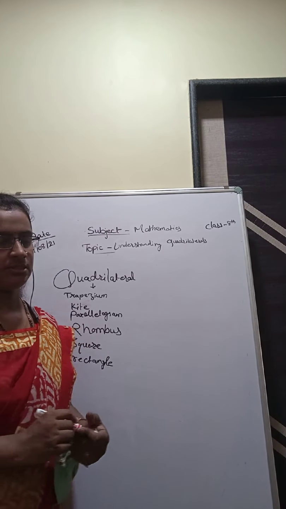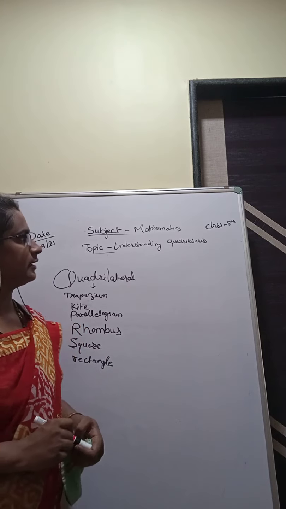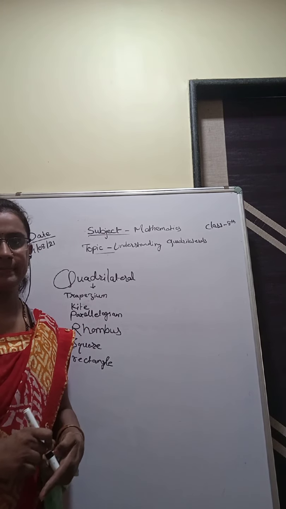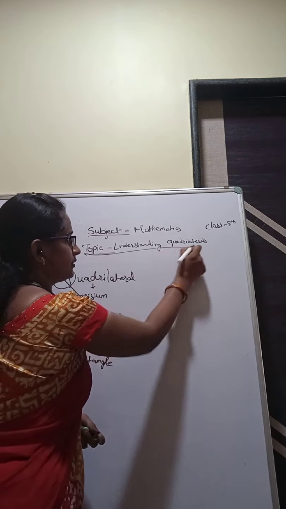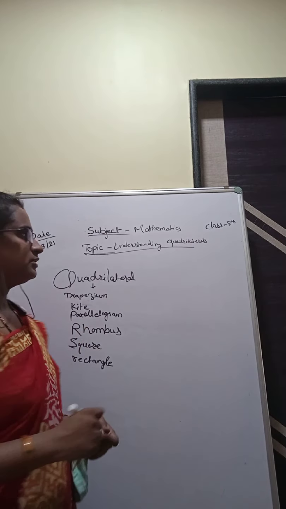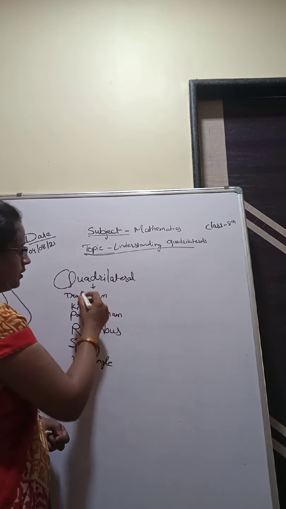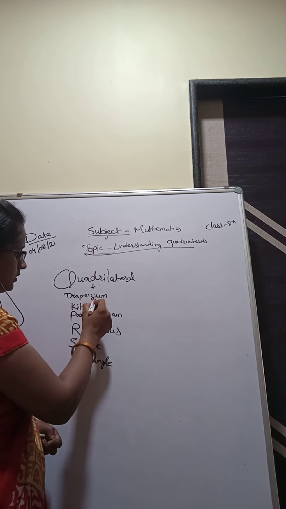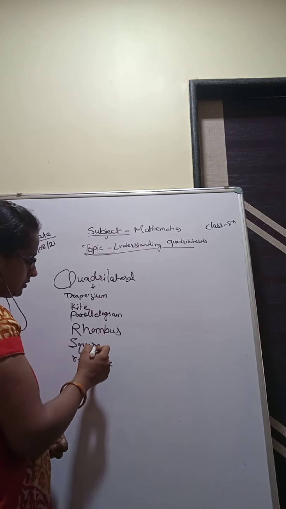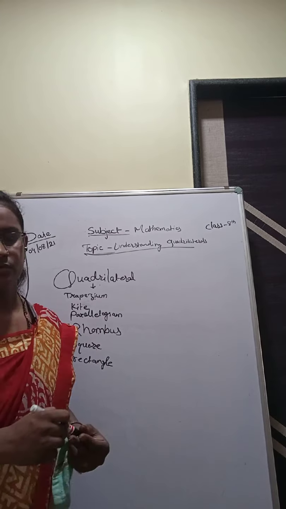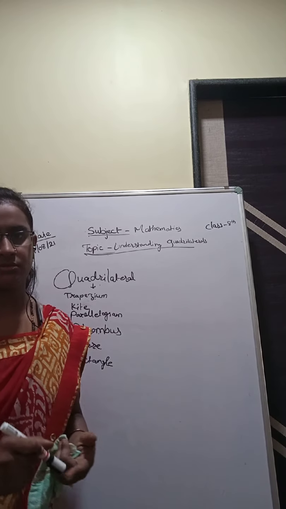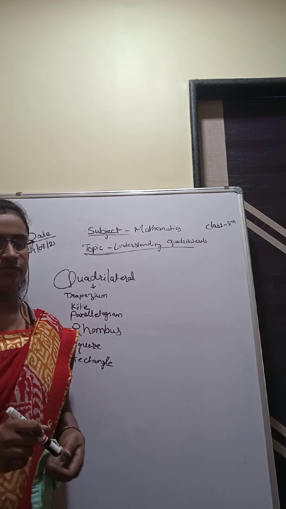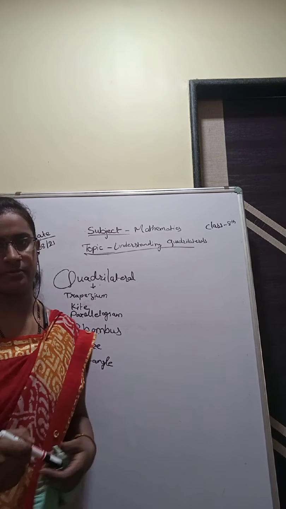So here I am presenting class 8, my subject is mathematics, and our topic is understanding quadrilaterals. In this topic we study many terms: quadrilateral, trapezium, kite, parallelogram, rhombus, square and rectangle. I want to ask a basic question to know your previous knowledge, before we study this topic.